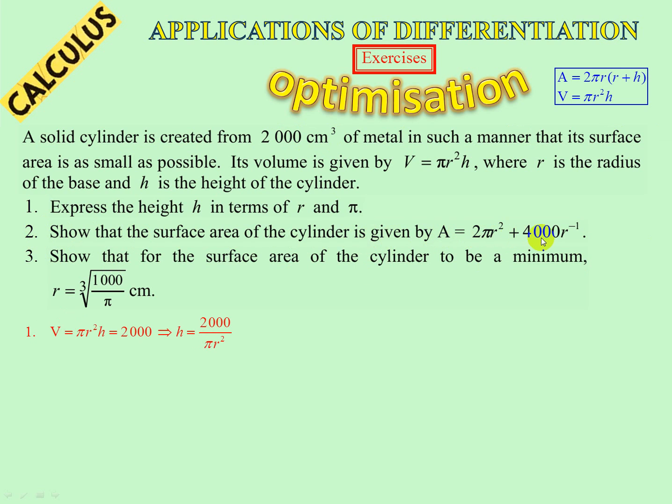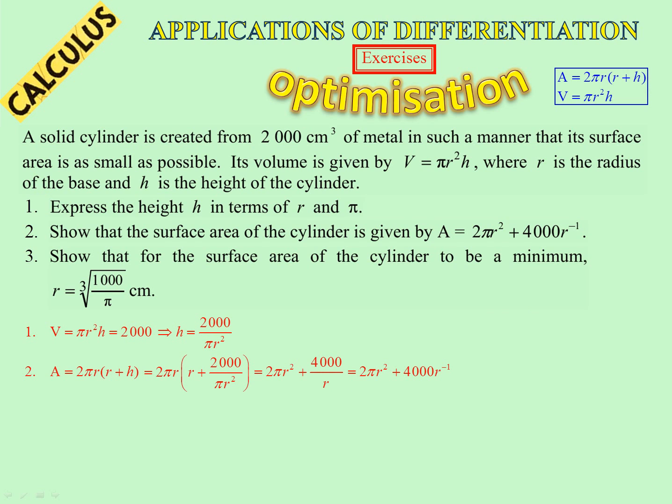Show that the surface area is given by that. Well, in other words, find the surface area. By the way, here's the answer. So there's the surface area. And we can substitute that value of h in there because we cannot have two variables. And it simplifies down to what we need, in a nice, useful, differentiable form.